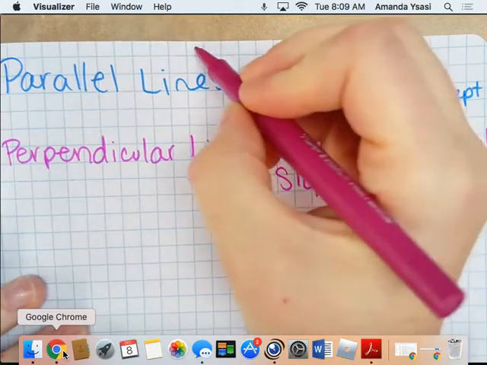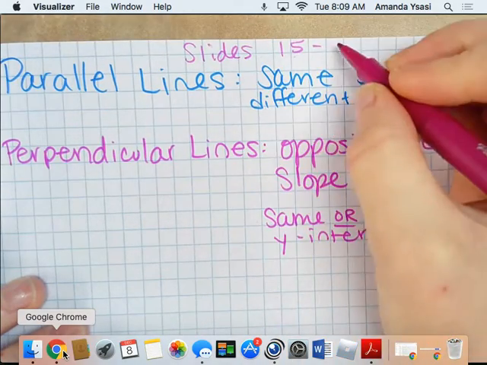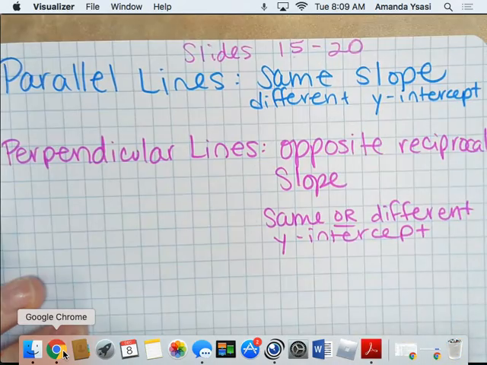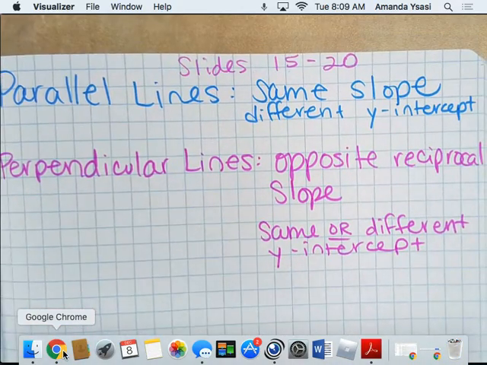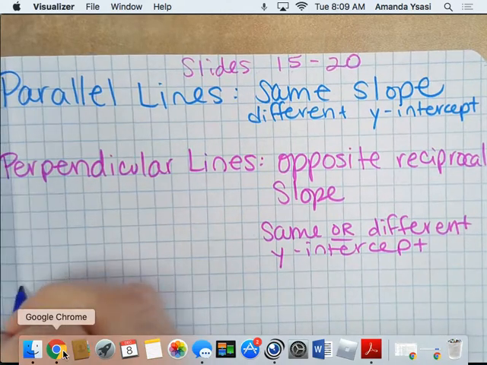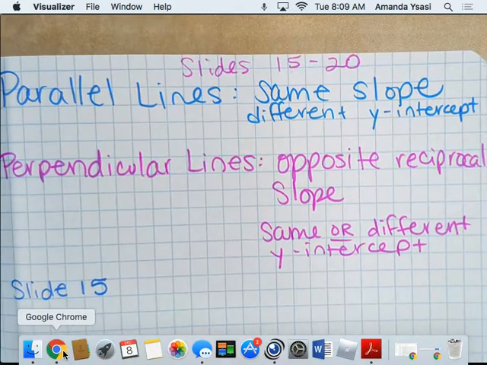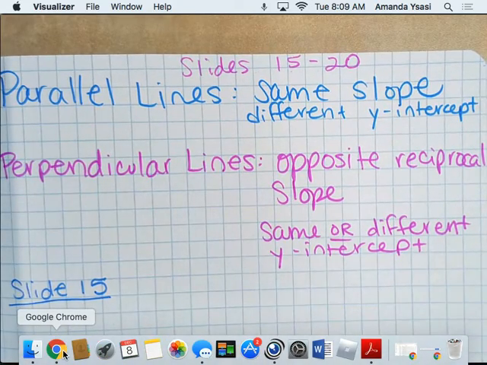So I'm going to put on here slides 15 through, I think it's 20, something like that. So we'll start with slide 15, which is strictly parallel lines.